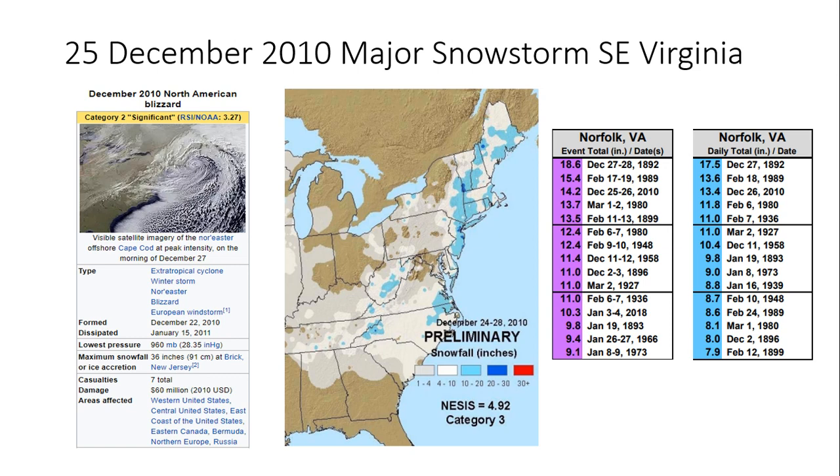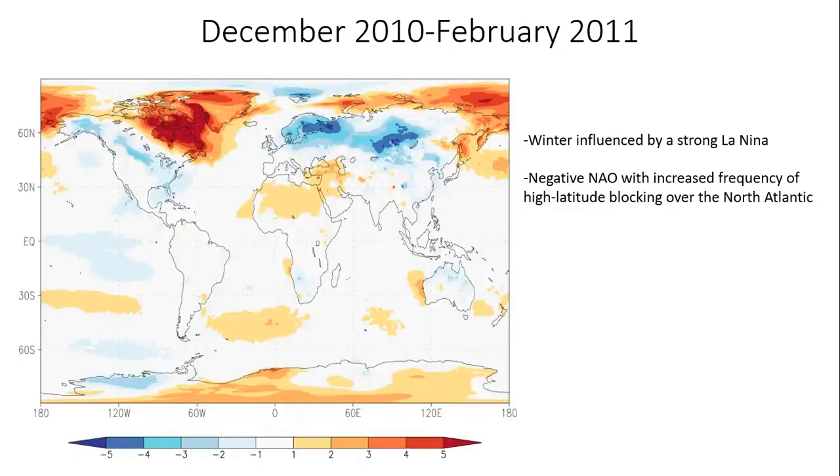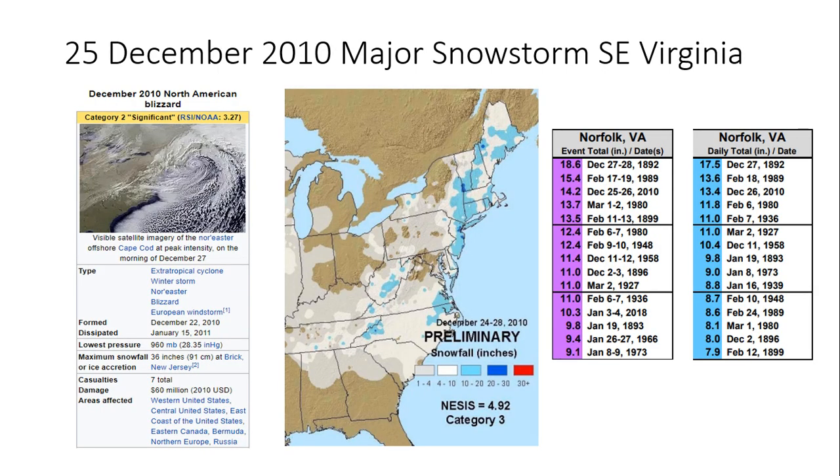Looking at one of the major events of that winter season in 25 December 2010, right, was this snowstorm for southeast Virginia, and then it went up the East Coast into parts of New Jersey, New York City, parts of Massachusetts. I was out of town for this storm, actually. I missed it here in southeast Virginia.